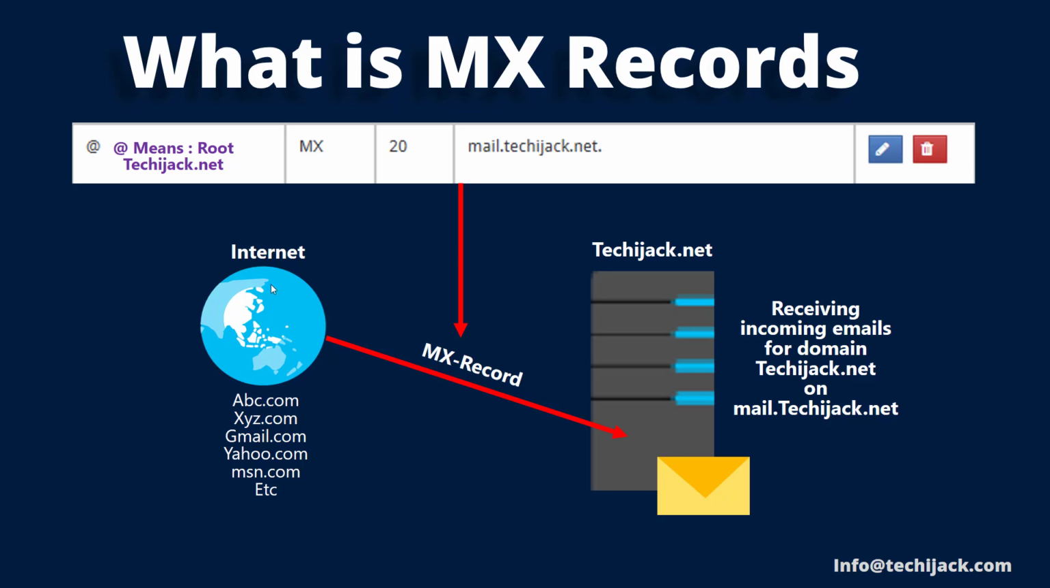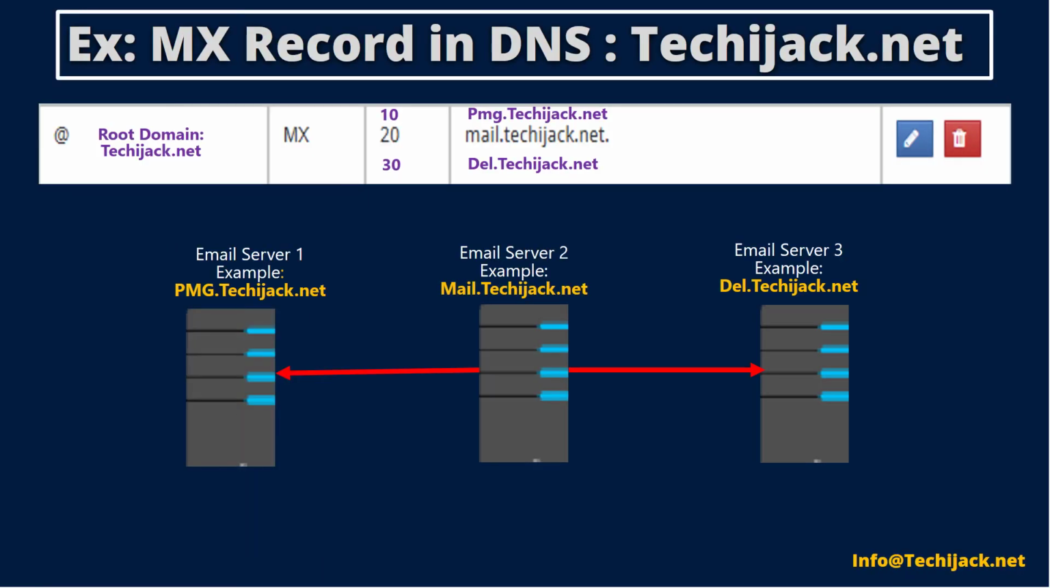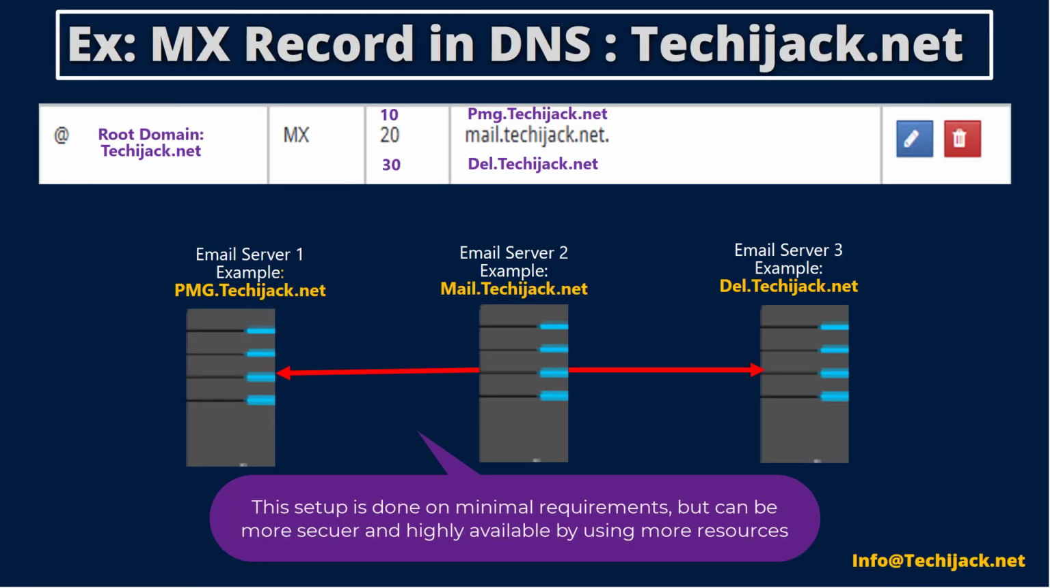So anyone sending an email from the outside world, due to this MX record, we will receive the email to the techijack.net domain. In simple words, you can say the MX record helps us to receive incoming emails in our organization. There can be different approaches for setting 2 or 3 MX records. It totally depends on the need of your organization.